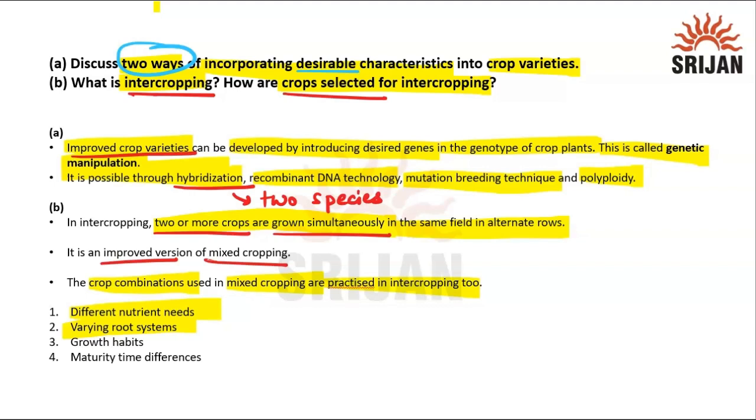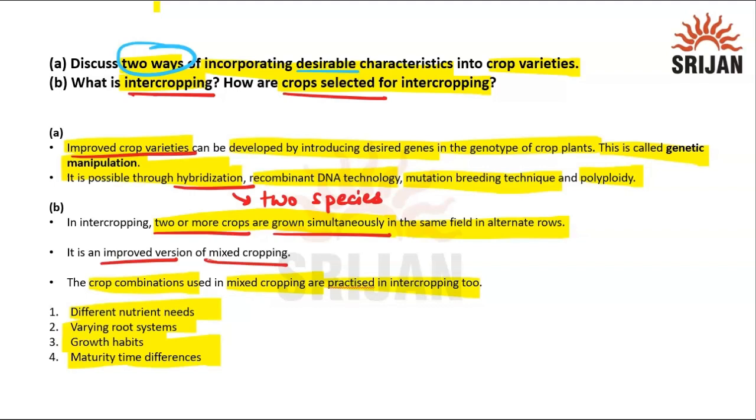Growth habit is also one of the reasons: how the plant grows, how big or small the plant can be, what different parts of the plant are involved, and what its needs are. So the growth pattern, or growth habit, is also important. And there are maturity time differences. Let's say one is able to utilize the nutrients very early and grow at a very early period, so its growth requires very little time, while the other plant is still in its flowering stage or growth stage.